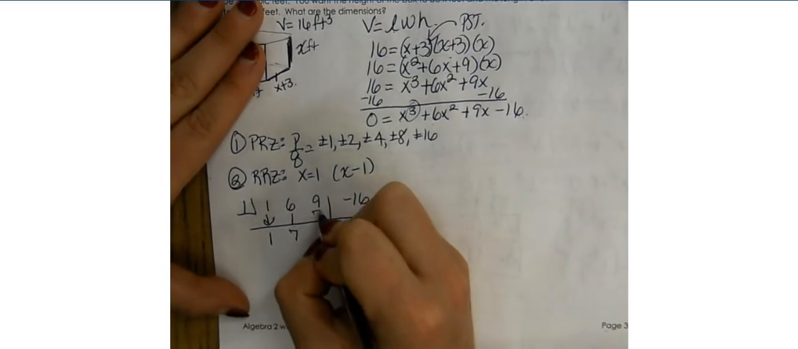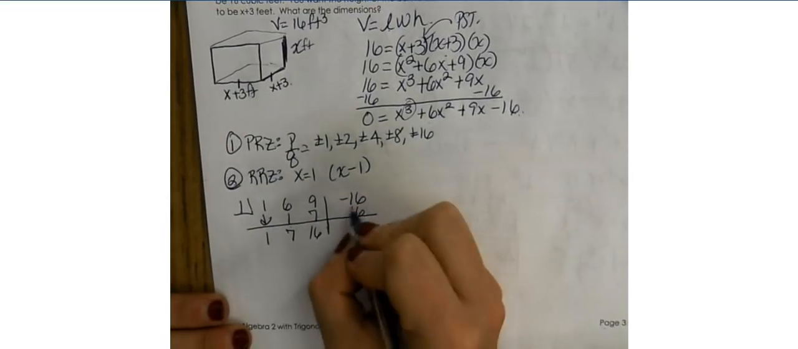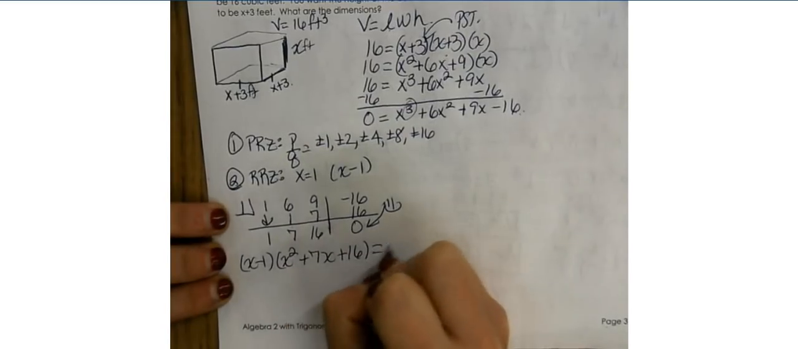Now I'm going to use synthetic division, and I'm going to put 1 inside, and write 1, 6, 9, negative 16. I'm going to bring down the 1. 1 times 1 is 1, 6 plus 1 is 7, 1 times 7 is 7, 7 plus 9 is 16, 1 times 16 is 16, and negative 16 plus 16 is 0, which is exactly what I want. So now I have x minus 1 times x squared plus 7x plus 16 is equal to 0.